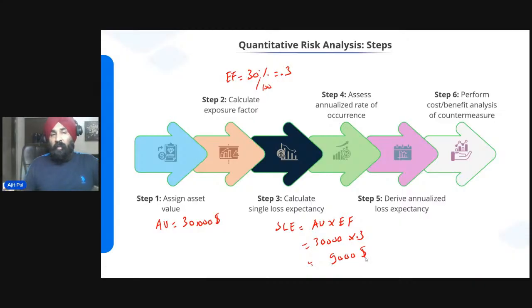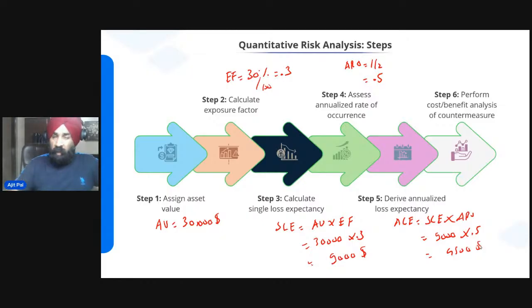ARO, the probability of your DDoS attack is once per 2 years. So ARO is equal to 1 divided by 2, which is 0.5. Then what is ALE? As I already mentioned, it is a product of SLE into ARO. So SLE is $9,000 into 0.5, which is equal to $4,500. So this is how you calculate the quantitative risk analysis. It's a concept. I've not seen it being used practically in the real world. The practical example I've already shown you in the form of that Excel sheet.